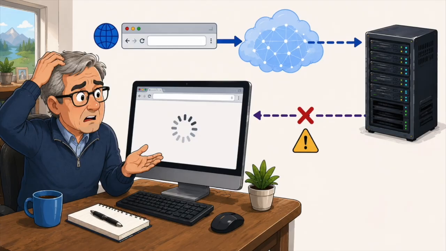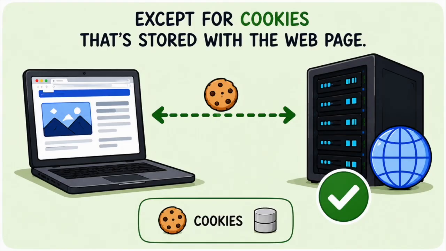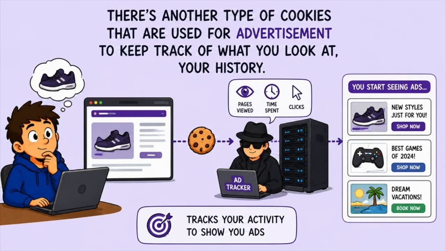Something most people don't understand is that the web server is strictly forbidden from accessing any information on your computer except for cookies that's stored with the web page. That is how it keeps information on you, like your name, last time you visited. That's what cookies do. There's another type of cookies that are used for advertisement to keep track of what you look at, what your history. If you're asked, will you accept cookies? Go in and take a look at what it's saving.